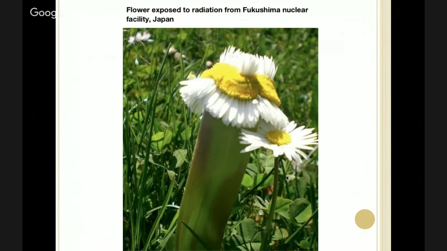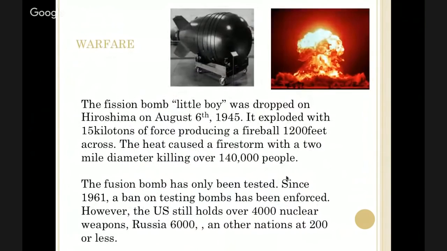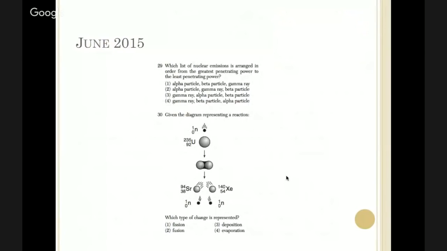You can have other things even more recently in Fukushima, Japan, where so much radioactivity was leaked that, look at what happened to these beautiful daisies. Other problems are warfare. We use them to kill other people in bombs. So that's pretty crazy. So there's benefits and risks, and you can identify what kind of things would be good and bad for you.